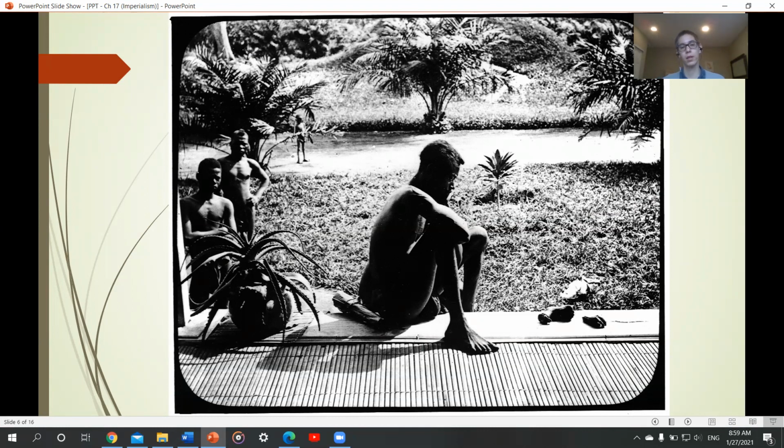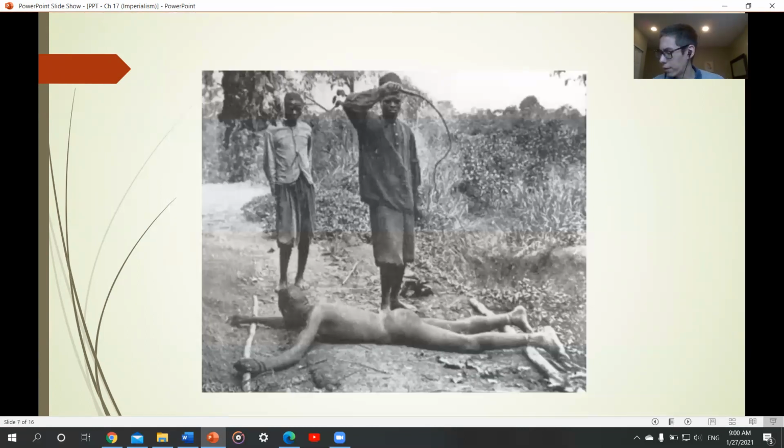This was a common punishment that the Belgians would inflict upon the Congolese, maiming and brutalizing and amputating the children, chopping off the children's hands or feet as a form of punishment for their parents if their parents rebelled, or if their parents didn't meet the day's quota of natural resources, they would punish the child. Another photograph that kind of illustrates European imperialism in Africa.